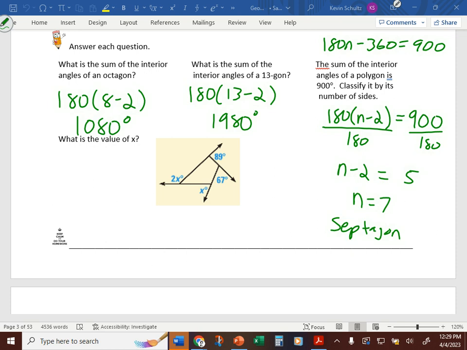What do we know about the exterior angle of a polygon? The exterior angles will always sum to be 360, so you could do 360 equals the numbers there. So we know that 89 plus 67 plus x plus 2x have to sum to be 360. How do we know it's 360? We know it's 360 because that's what the exterior angles of a polygon tells us.